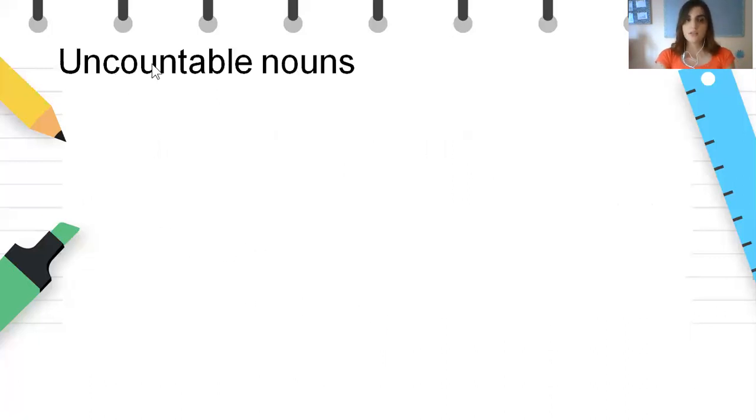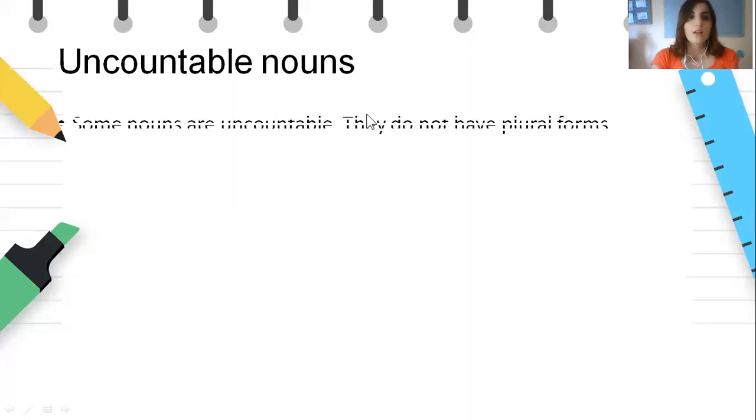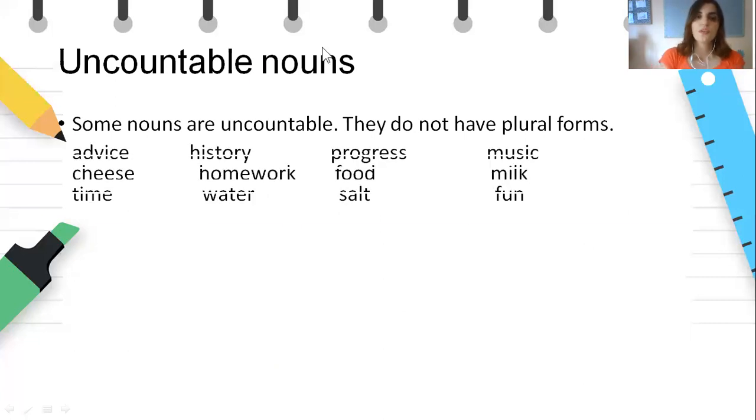On the other hand, uncountable nouns. Some nouns are uncountable. They do not have a plural form. For example, advice, cheese, time, history, homework, water, progress, food, salt, music, milk, fun. All of these nouns are uncountable and they cannot be counted and they do not have a plural form.